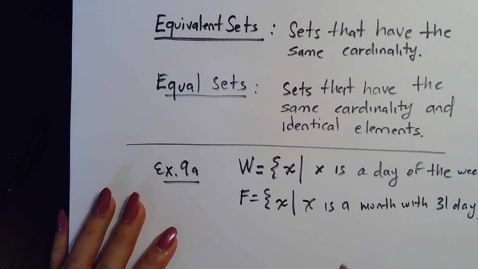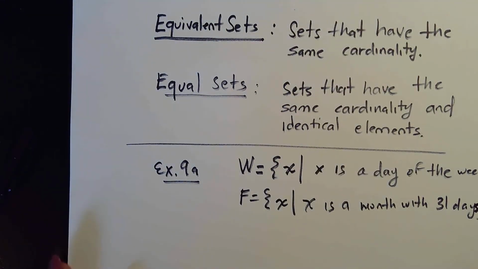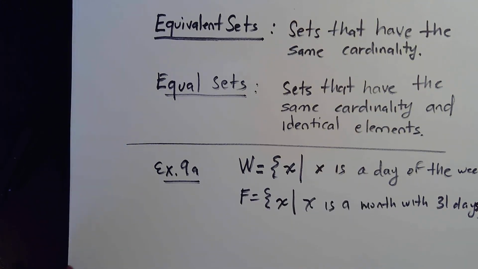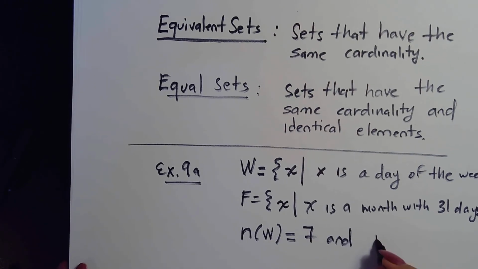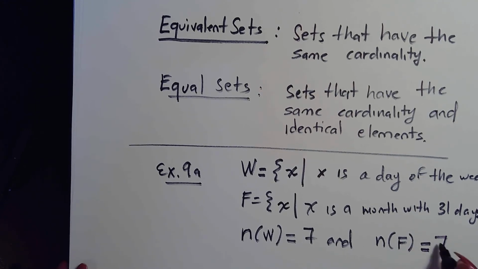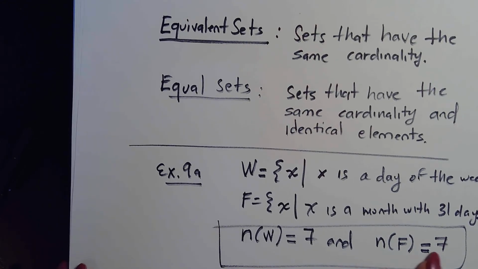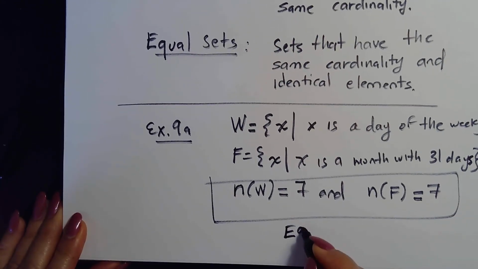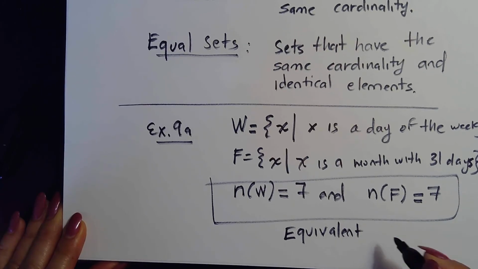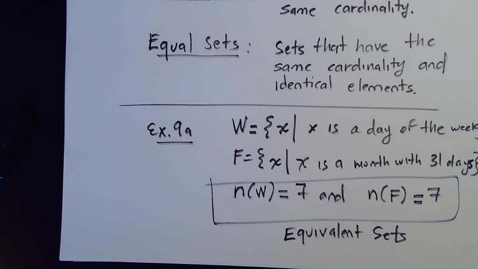Now, if you look at the months that have 31 days, you have 7 of them. And for W, x is a day of the week. We have 7 days, right? So the cardinality of W is 7, and the cardinality of F is also 7. So you have both cardinalities the same, and what does that mean? This means that they are equivalent sets. Once again, the cardinality refers to the number of distinct elements.